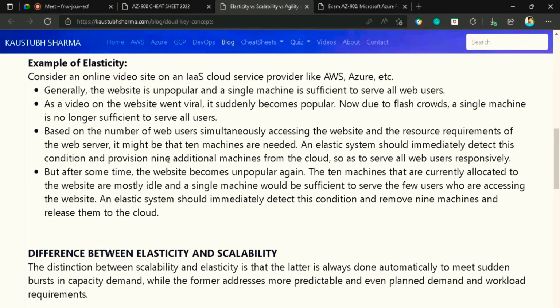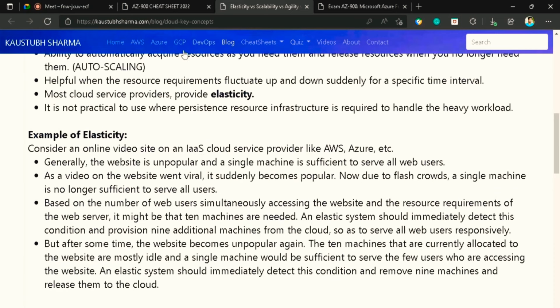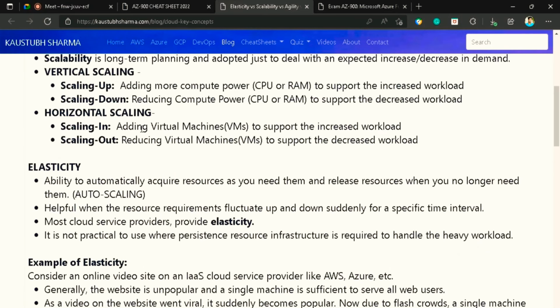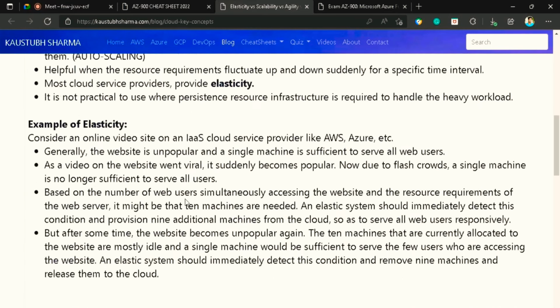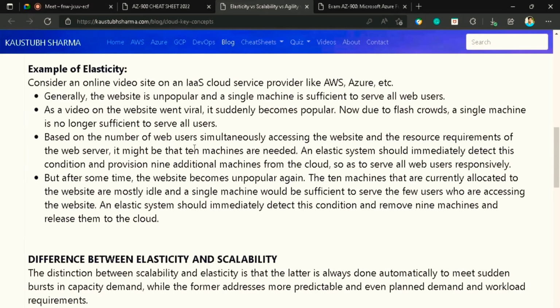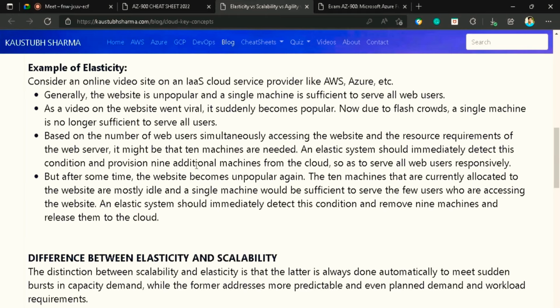So what is it actually doing? Can you tell me, is it scaling up, scaling down, scaling in, or scaling out? It is horizontal scaling, yes. Correct, you are right, because we are actually adding virtual machines. But it is doing it automatically, so elasticity comes in.